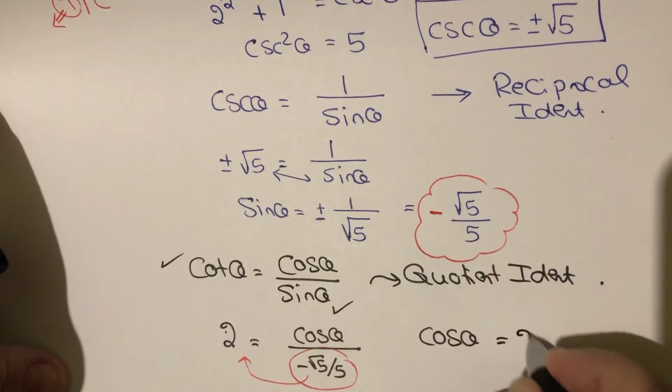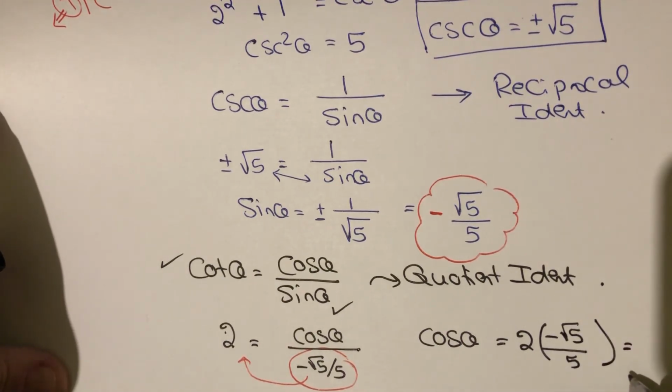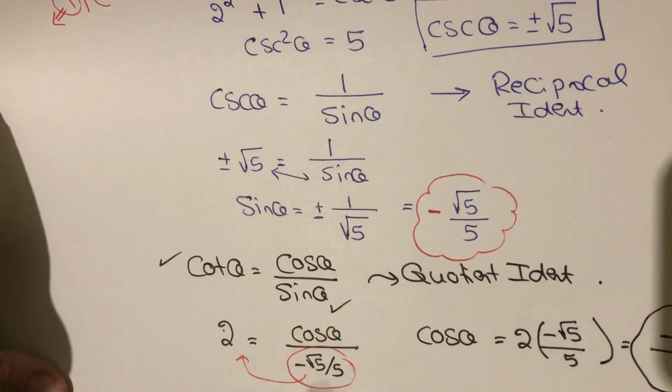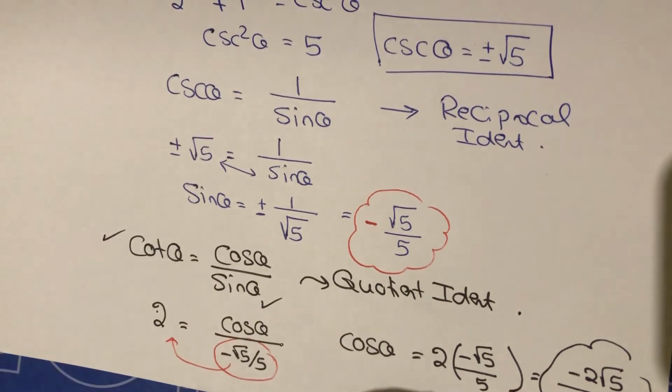So it equals 2 times negative root of 5 over 5, and that is going to equal, in the end, in simplest form, negative 2 root of 5 over 5, and this is going to be cosine theta. I'm sorry, you're not seeing. Okay, and this is going to be cosine theta in the end. So I found cosine theta and I found sine theta.